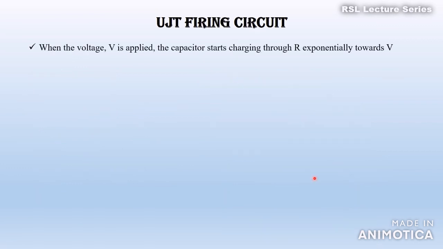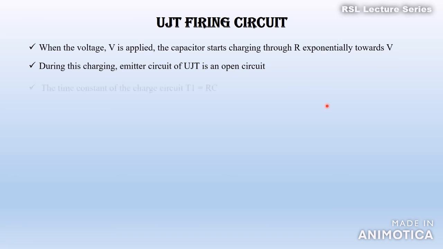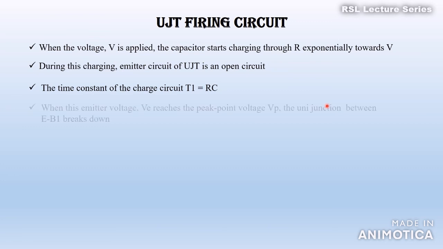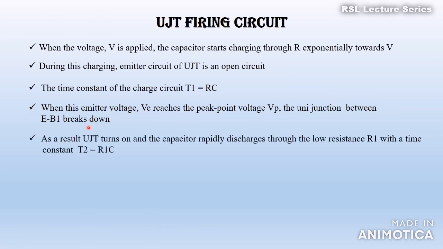So this is what we have discussed. When the voltage is applied, the capacitor starts charging through the resistor exponentially towards the supply voltage. During this charging period, the UJT is open. The time constant T1 is given by R into C. When the emitter voltage reaches the peak point voltage Vp, the unijunction breaks down. As a result, the UJT will start conducting and the SCR is triggered.